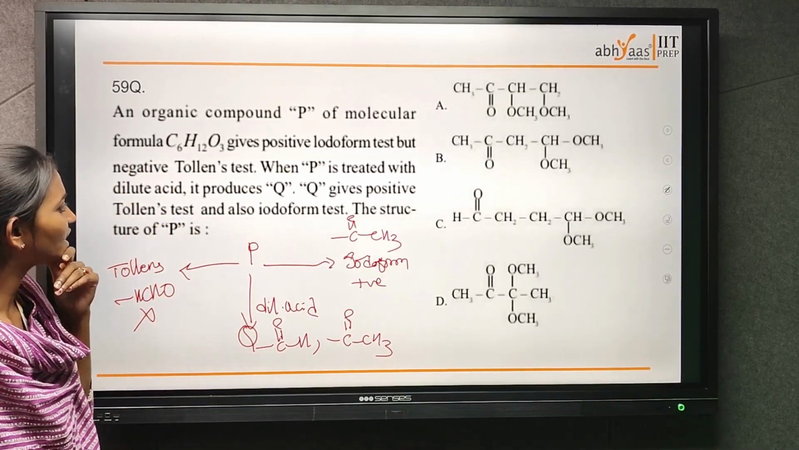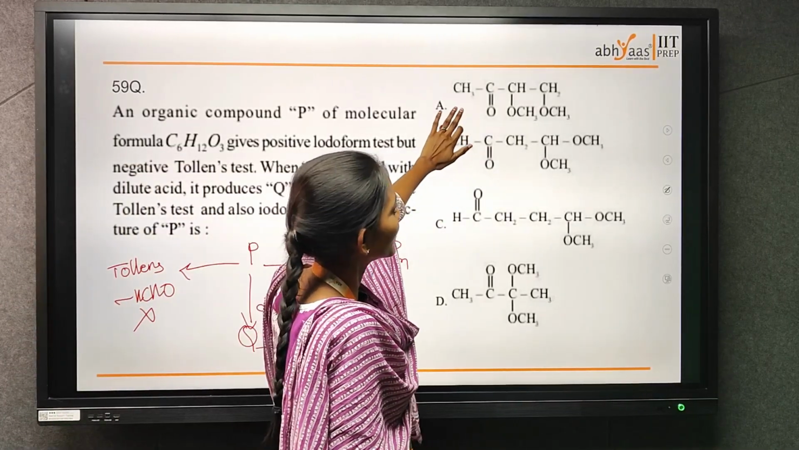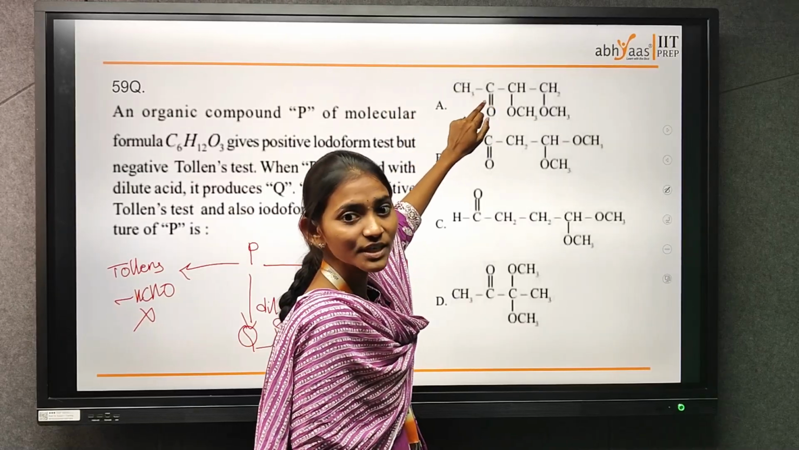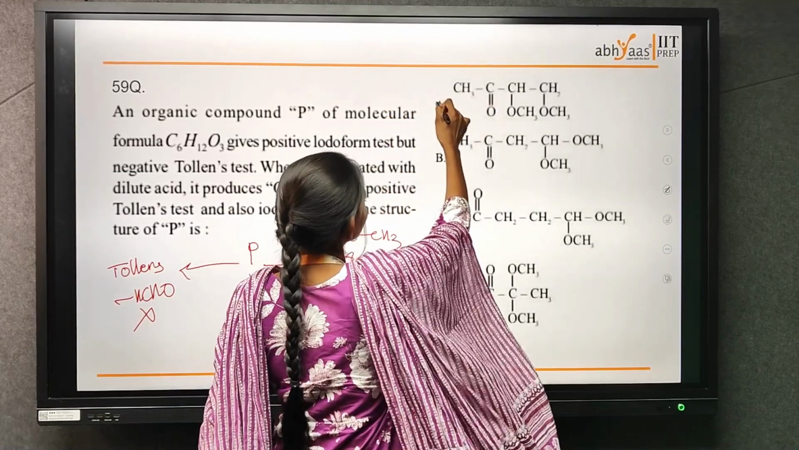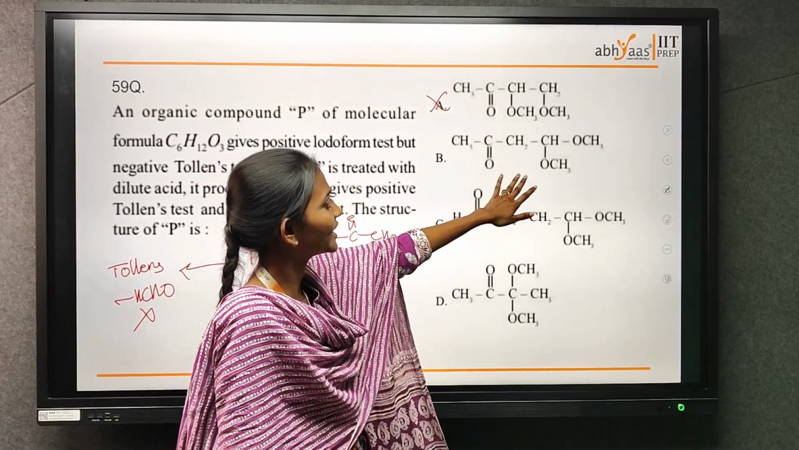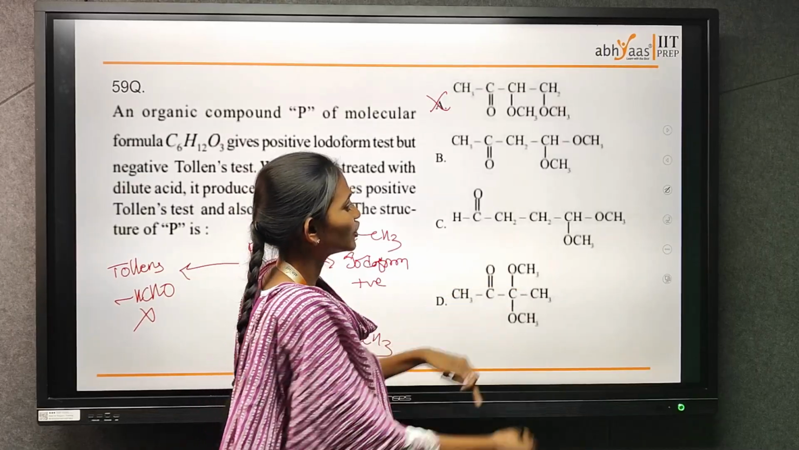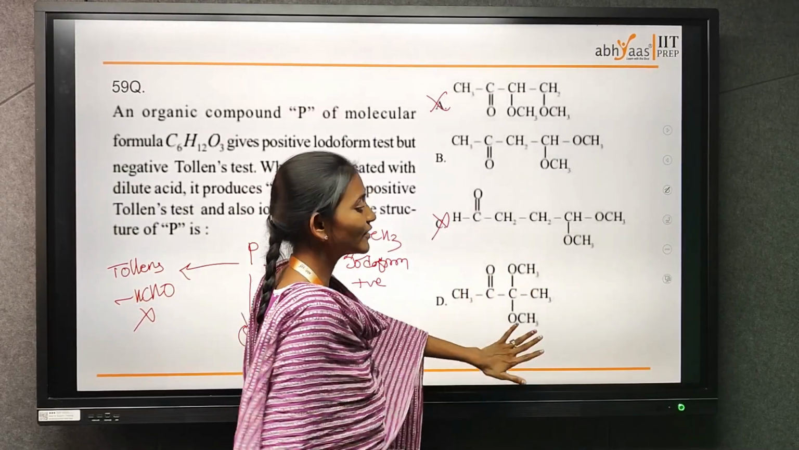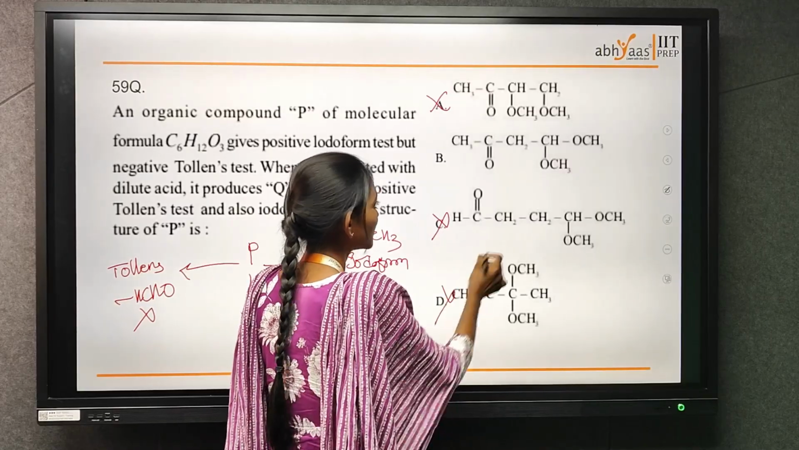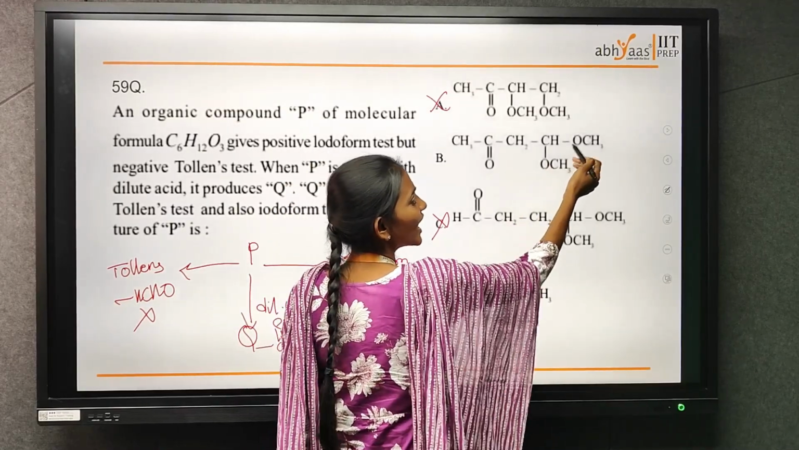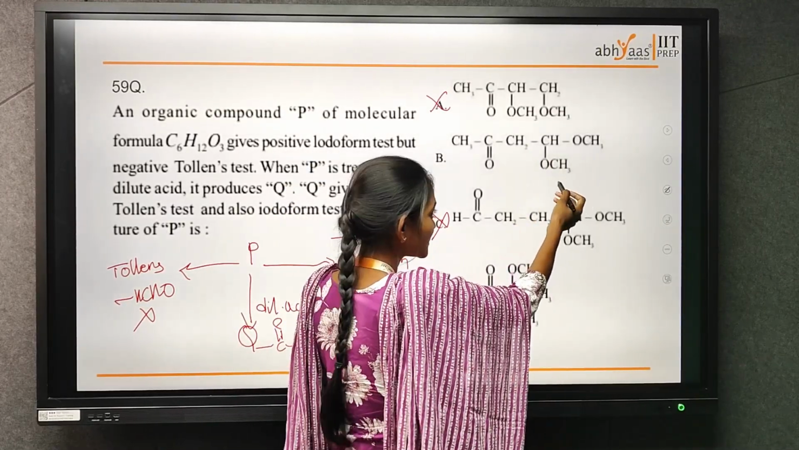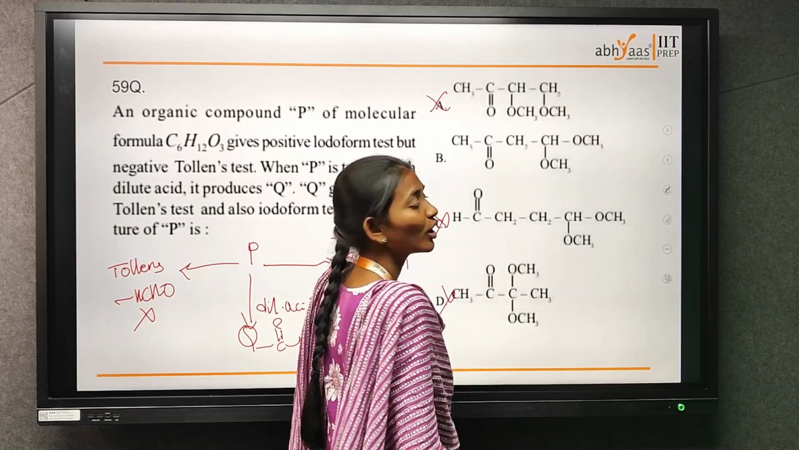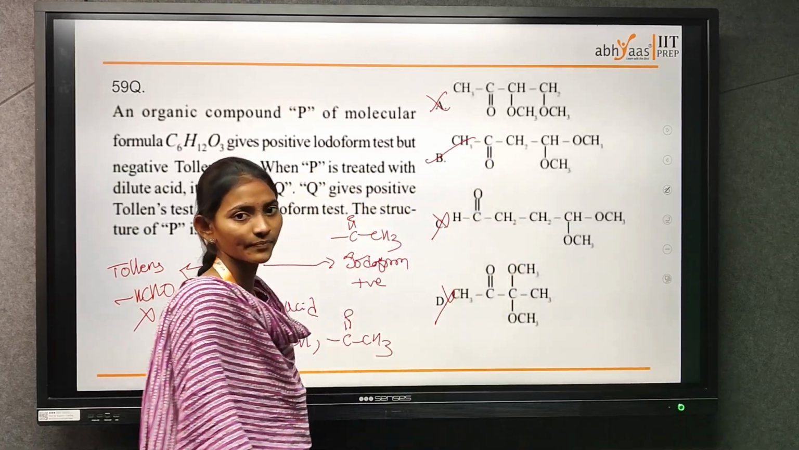Coming to this case, we can assume that, see the option A, when you are doing hydrolysis, what are you getting? A methyl ketone. This is not an option. Here also you are getting, coming to this part, at the same carbon, it is also a ketone. Here you are getting 1,2-diols. It is not an option. When you are doing hydrolysis at the same carbon, you will get what? Alcohol. So answer will be B, right?